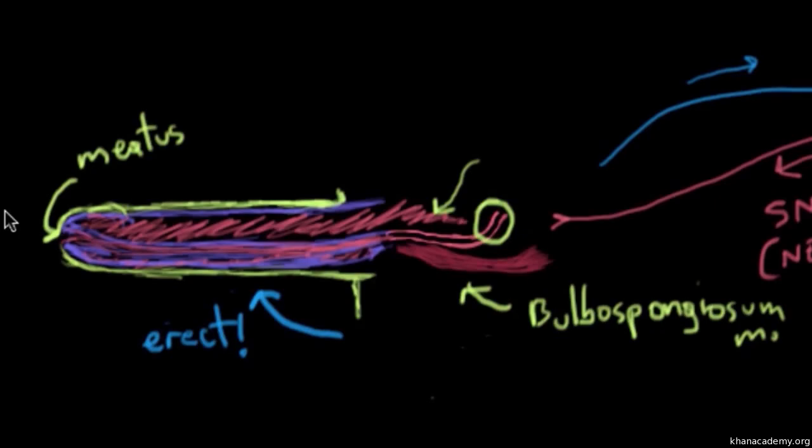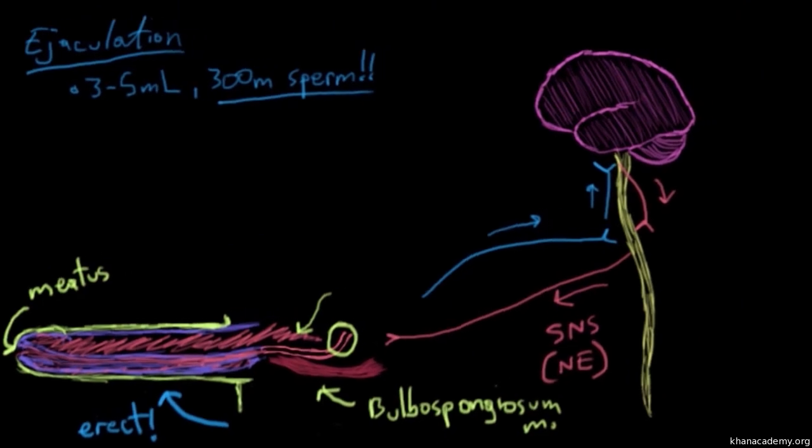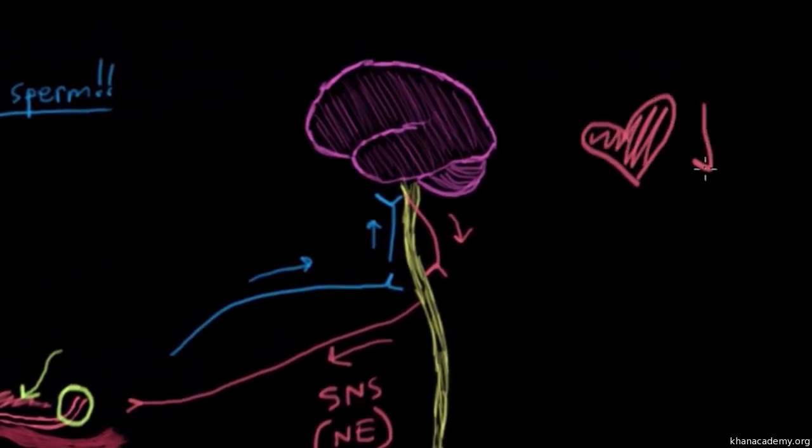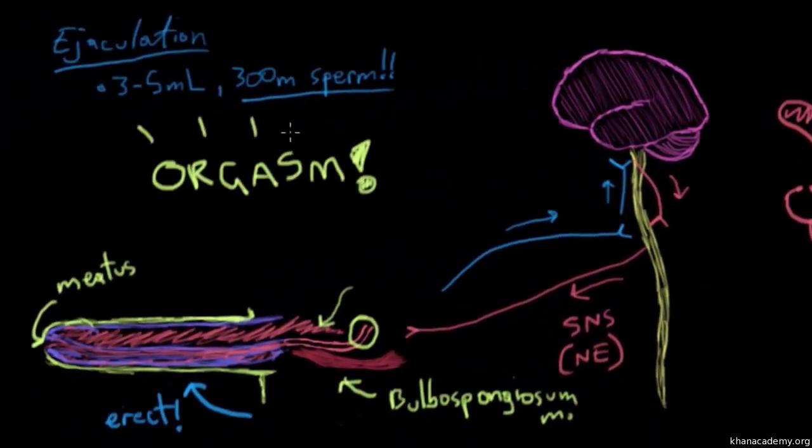Now, all of these muscular contractions are associated with a feeling of extreme pleasure. And actually, you also get full body physiological changes. For example, you see a decrease in heart rate and blood pressure after ejaculation. And in some, the process of ejaculation and the whole body physiological changes is called an orgasm.